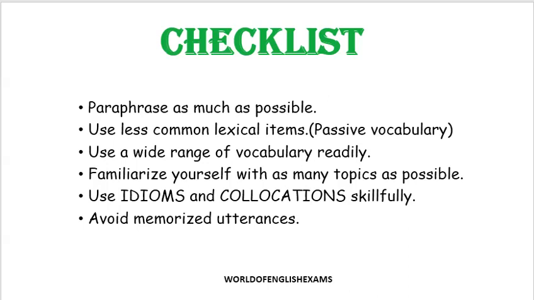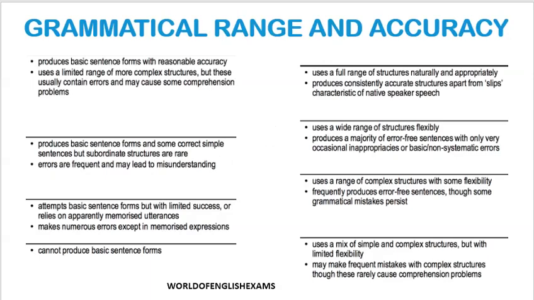Now we shall move on to grammatical range and accuracy. The name itself indicates grammatical range, which means you need to show a wide variety of sentence structures. If you can demonstrate that, then definitely the score for grammar goes up. There is one more factor here, grammatical accuracy. Whatever you speak needs to be precise and correct. If you look at band 2, cannot produce basic sentence forms. So this person is unable to make a sentence.